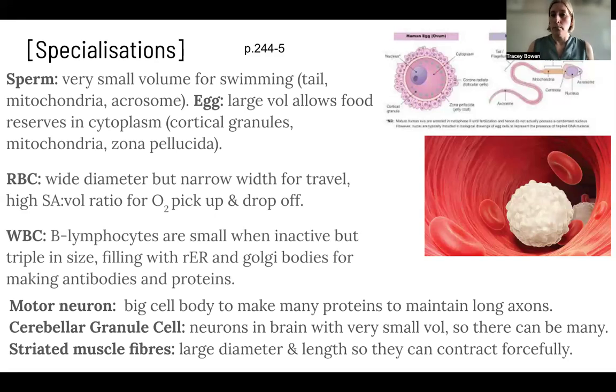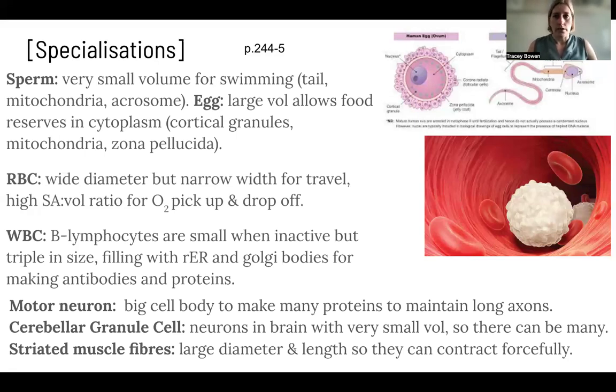Motor neurons have a big cell body and they make many proteins, and that is to allow them to create proteins for their long axons that are the signaling pathway for our nerves. Cerebellar granule cells, those are neurons in our brain. They have very, very small volumes so that there can be many of them and allow a lot of signaling.